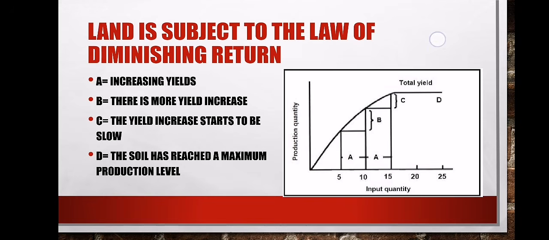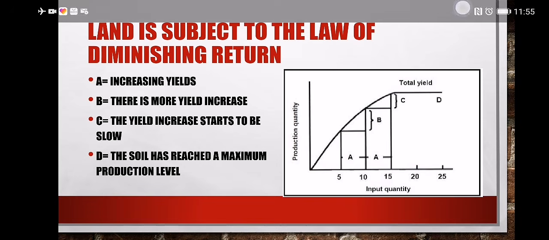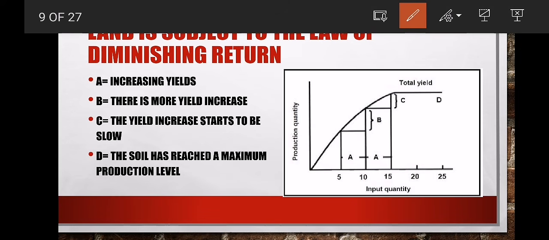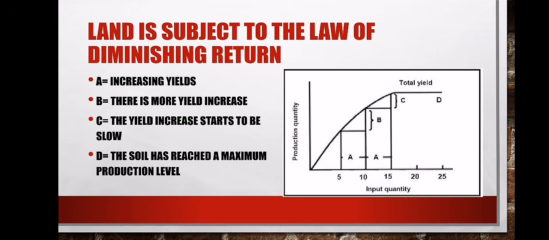And then I said to you, this one we can say it's our E, whereby we say in E, what happens to the production? Production decreases. So it's very important for you that as a farmer you know when to stop adding the fertilizer. Hence we say there is a point whereby the production will start to decline.